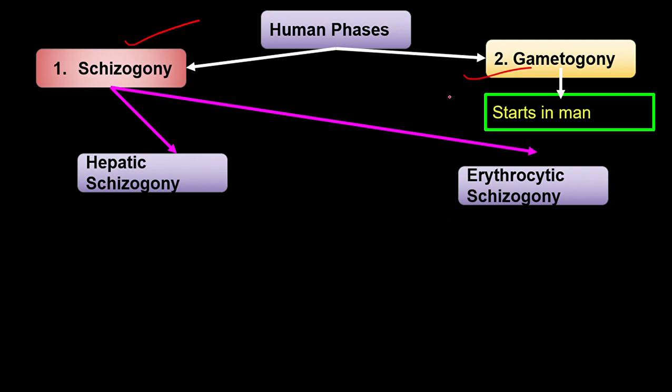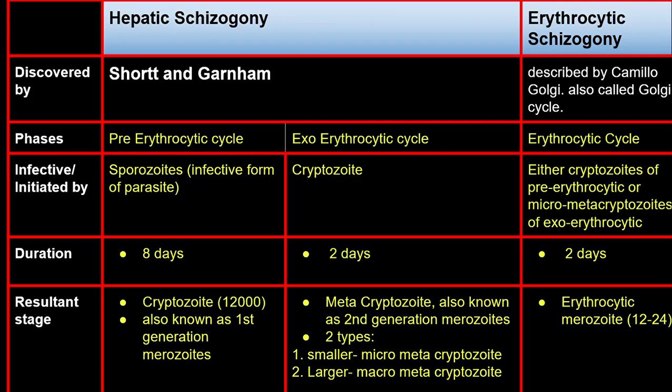Now, we are studying Plasmodium vivax in human, so here we will talk about two stages: sizogony and gametogony. In sizogony we'll study hepatic sizogony and erythrocytic sizogony, and in gametogony we'll study the formation of gametes in human. You also have to make this table in class. I have sorted all the things in one table. Hepatic sizogony was discovered by Short and Graham, and erythrocytic sizogony was discovered by Camillo Golgi. Hence we call it the Golgi cycle.